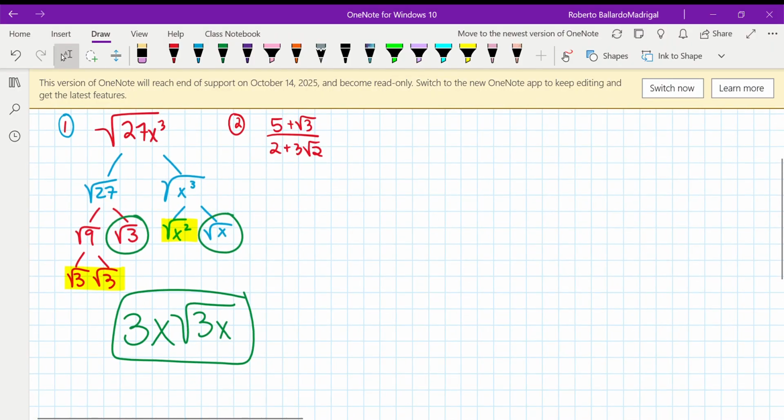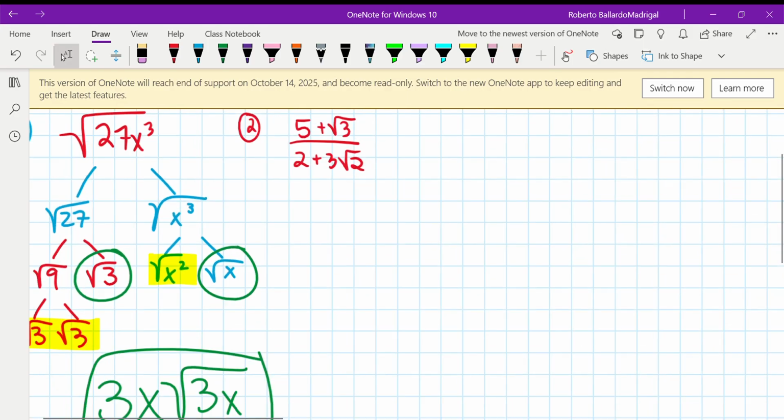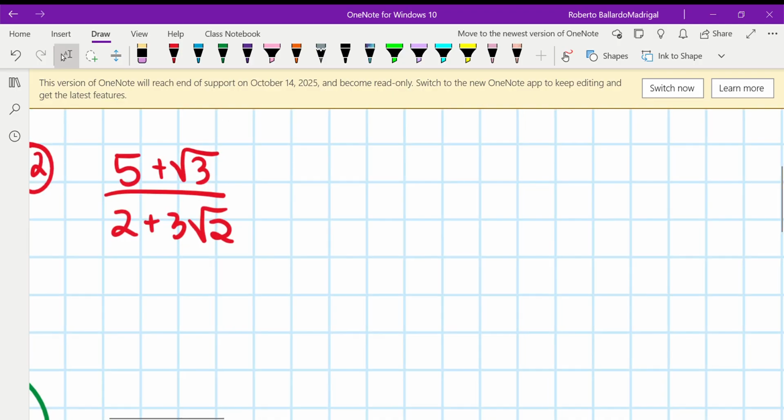So once again, the goal for these problems, at least when it comes to simplifying radicals, is to either create groups of 2, create groups of 3, depending on what the root is. If it's a cube root, it's groups of 3. Square root, it's groups of 2. Okay. All right, moving on to question number 2, which is what we saw on Friday.